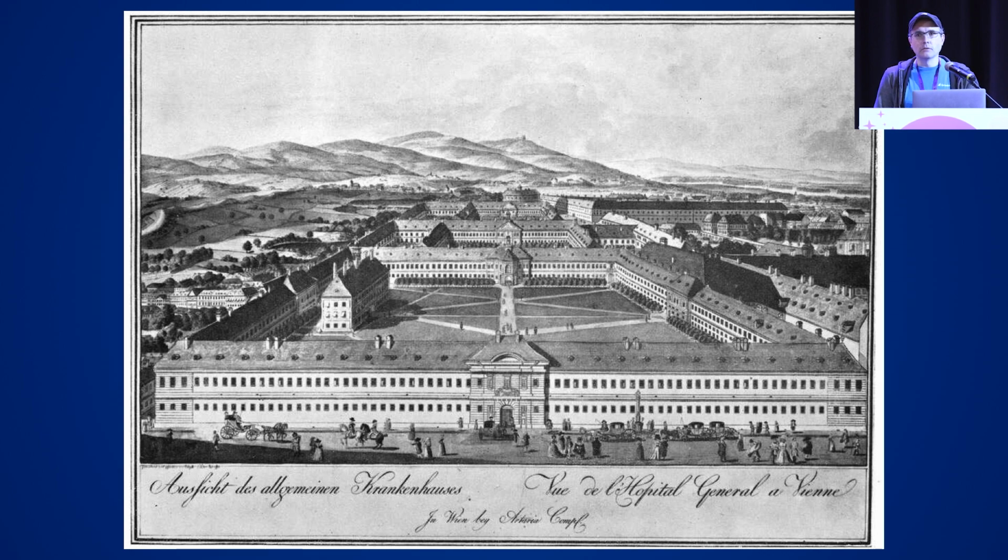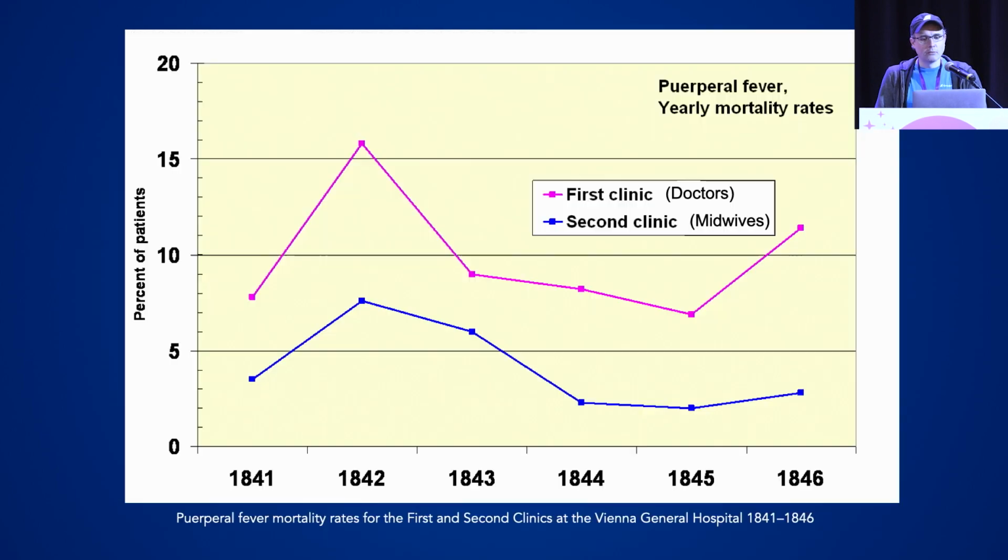And Ignaz was no different. When he was the chief resident of this hospital, he found that he had 2 maternity wards. One of the wards was staffed by doctors, and one of the wards was staffed by midwives. And he found a marked difference in the mortality rates of the women giving birth there. Does anyone want to guess which one had a higher mortality rate? Okay, well, the one run by doctors had about a 4 to 5 times higher mortality rate than the maternity ward run by midwives.